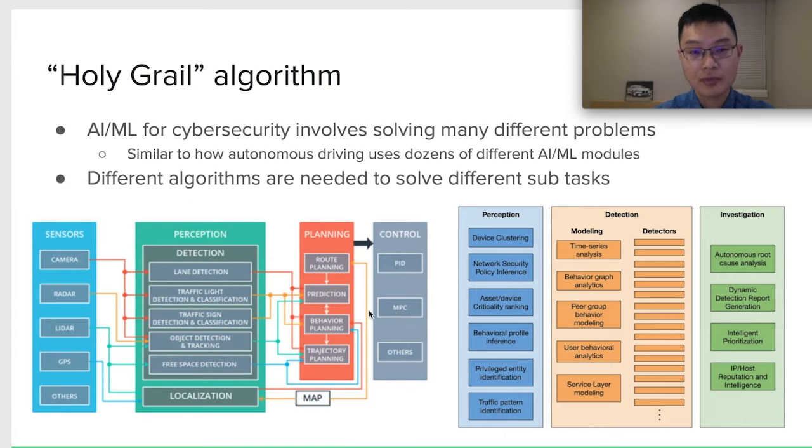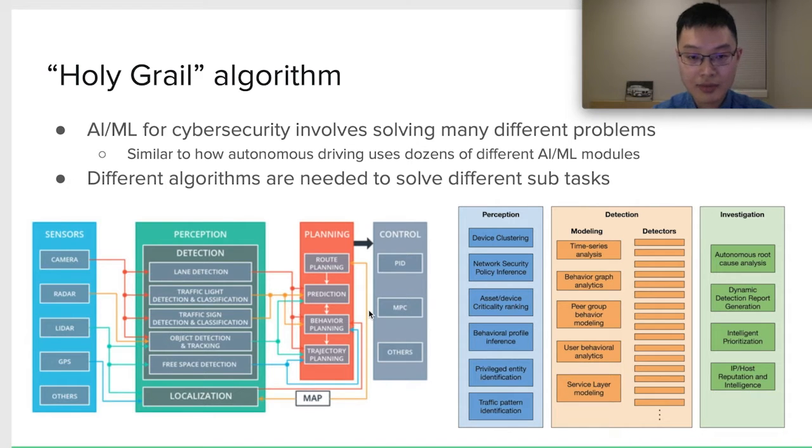So the first hype we're going to talk about is the claim of having a single holy grail machine learning algorithm that can solve all the problems in cybersecurity. In reality, application of AIML for cybersecurity involves solving many different problems, and as a result, different algorithms are needed to solve different subtasks. It's kind of similar to how autonomous driving systems do not involve a single machine learning algorithm, but instead utilize dozens of different AIML modules.